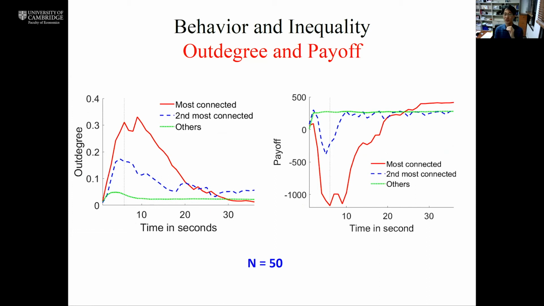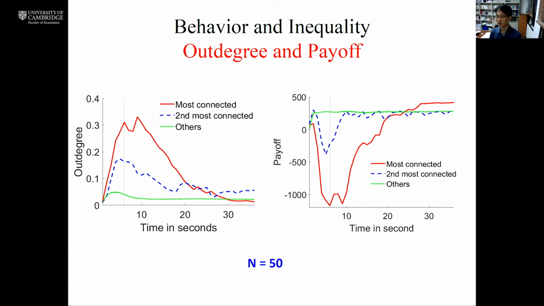and the second most connected individuals are actually forming much more links than the rest of the individuals. And these 2 guys are particularly forming many links at the early stage of the game. But once the most connected guy becomes a hub, this guy is steadily reducing the links.